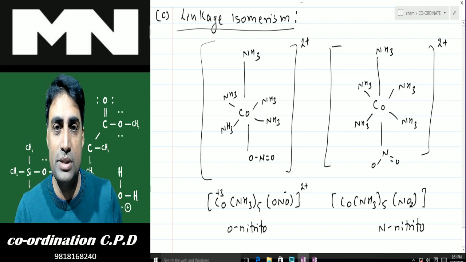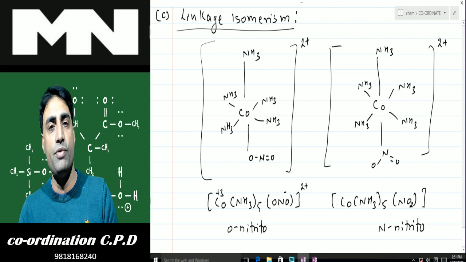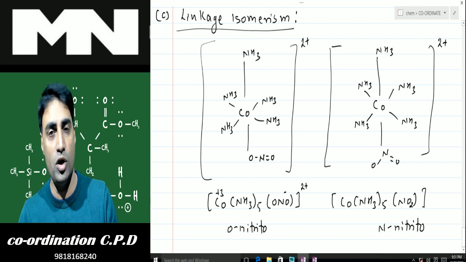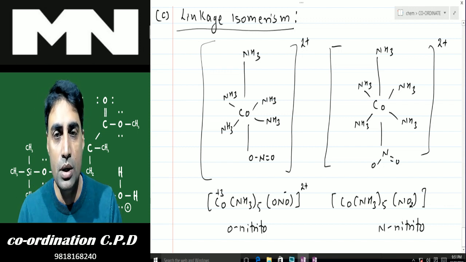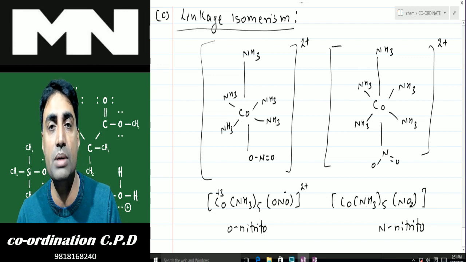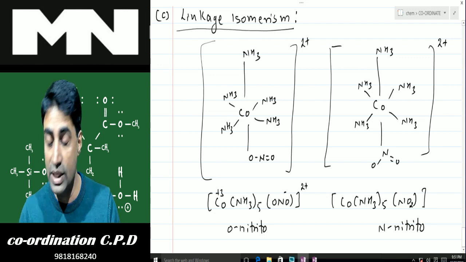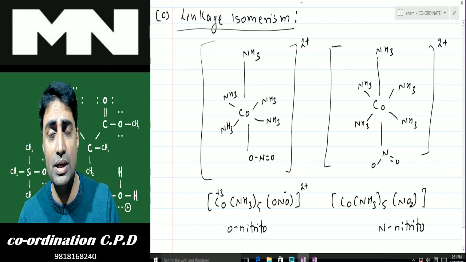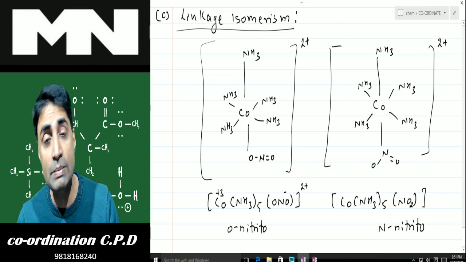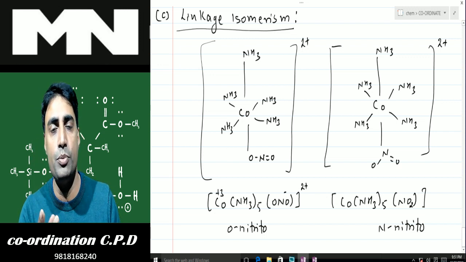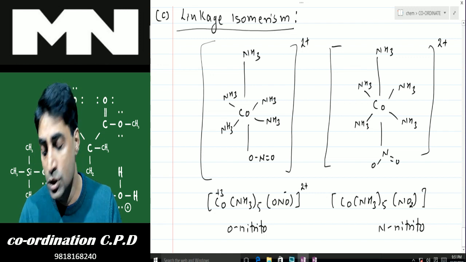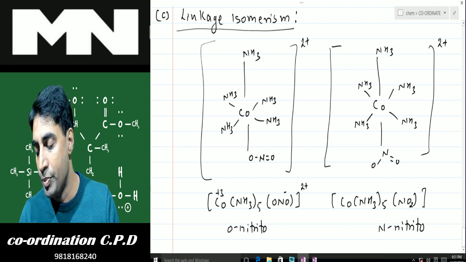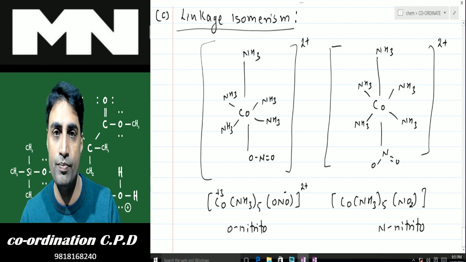So what are linkage isomers? They are the compounds which have got the same molecular formula, but they differ from each other with respect to the linkage site of an ambident ligand. In order to show this type of isomerism, the compound should have at least one ambident ligand. So in this case, you can see that NO2 is an ambident ligand. You can also have CN, because CN can form a bond both from carbon and nitrogen. So in this case, if it is forming a bond with oxygen, then you have to write O-nitrito. If it is forming a bond with nitrogen, then you have to write N-nitrito.